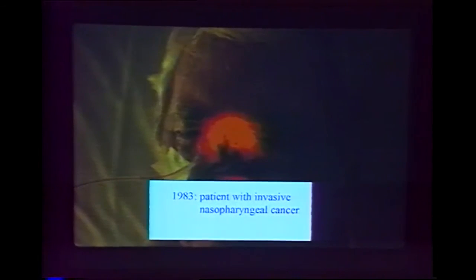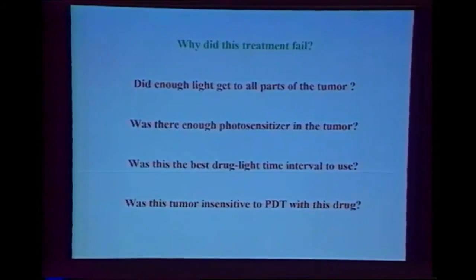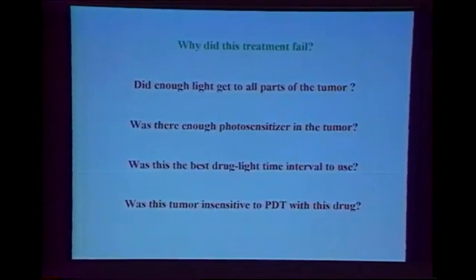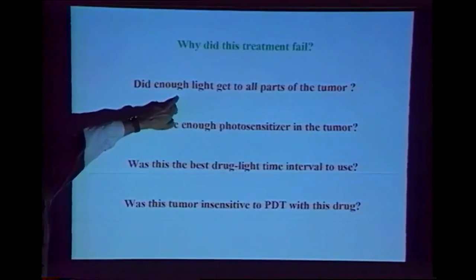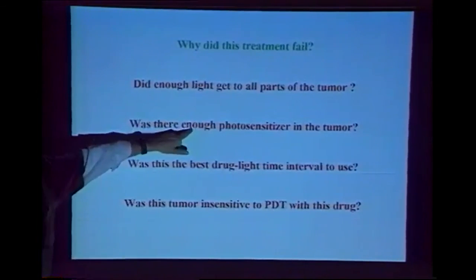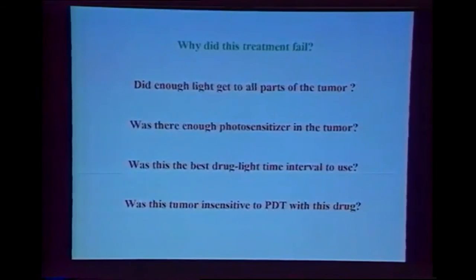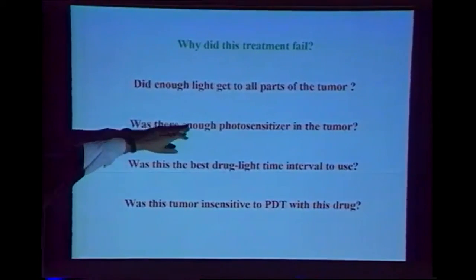And so, why? Well, this was 20 years ago, so we didn't have any of these measurements. We just thought, well, we'll give the treatment and it'll work. So I pose to you to think about why this treatment would have failed. Did we not get enough light? Now we would measure the light so we would be able to answer that. Was there enough photosensitizer? It's a very bloody tumor, so there's lots of vasculature, so there should have been lots of photosensitizer.